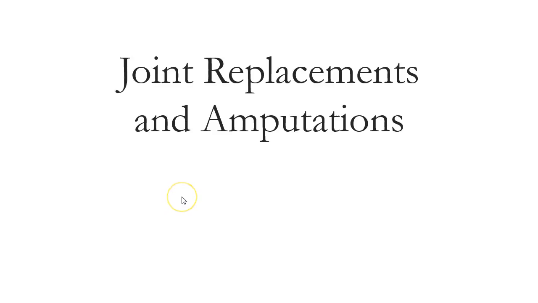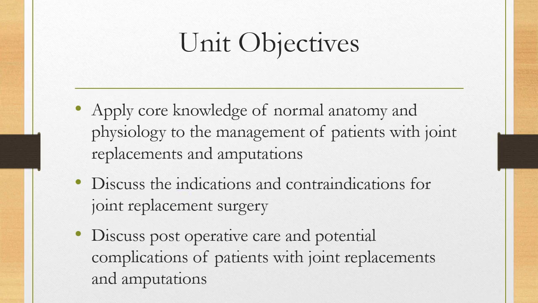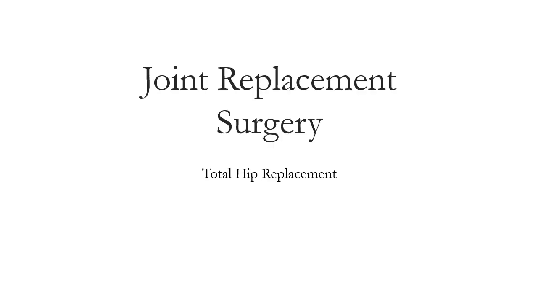Joint replacements and amputations. Our unit objectives are to apply the core knowledge of normal anatomy and physiology to the management of patients with joint replacements and amputations, to discuss the indications and contraindications for joint replacement surgery, and to discuss postoperative care and potential complications of patients with joint replacements and amputations. So our first thing we're going to talk about is total hip replacements.